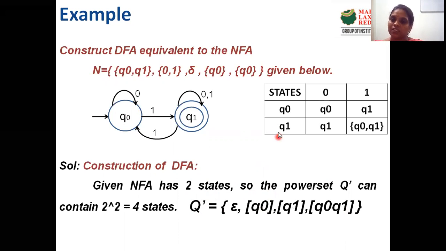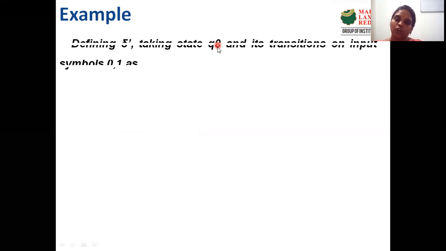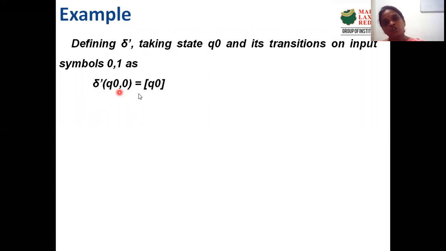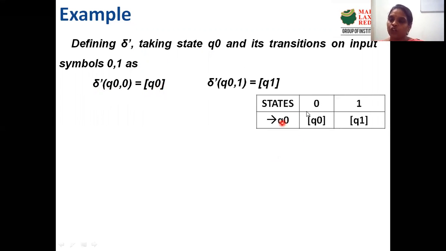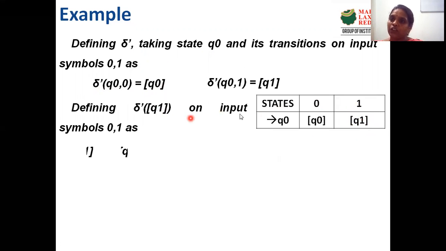Now, beginning with the transitions on the input state Q naught, delta prime of Q naught on the input symbol 0 is Q naught from the NFA, and delta prime of Q naught on 1 is Q1 from the NFA. Now constructing the transition table here, subset of Q naught on 0 is again Q naught, and on 1 it is Q1. Now defining the transitions for the subset Q1 here, delta prime of Q1 on 0 is Q1 and delta prime of Q1 on 1 is Q naught Q1.